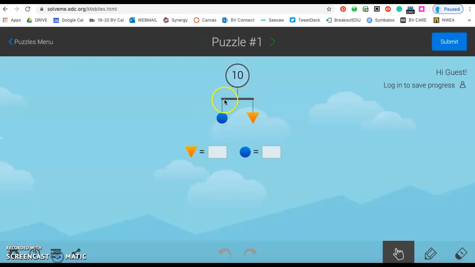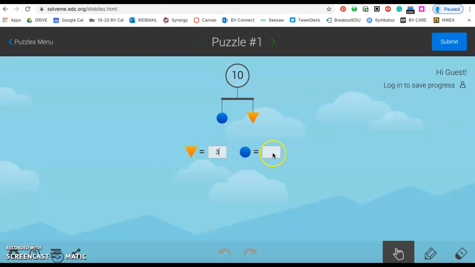Then the next part I see is this bar that's holding them up, and it's level. And so that tells me that whatever's hanging on the left side has to have the same value as whatever's hanging on the right side. If it didn't, it would be tipped, right? It would be slanted. So let's look and see.